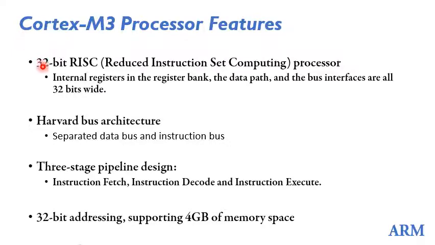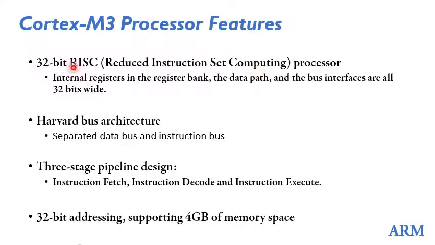Okay. First feature is the Cortex M3 is a 32-bit RISC processor. RISC stands for Reduced Instruction Set Computing. In a RISC processor, the instruction set is reduced by having simpler instructions such that these instructions can be executed very fast, and hence the processor performance would be highly improved.